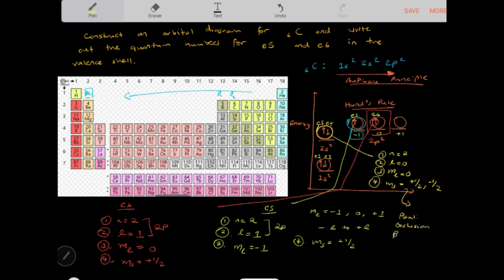So it's important to understand these three rules: Aufbau principle, where you fill from lowest energy orbitals to highest energy orbitals, and subshells and energy shells; Hund's rule, where you half fill before spin pairing; and then Pauli exclusion principle, which states that no electron in an atom can have the exact same four quantum numbers.